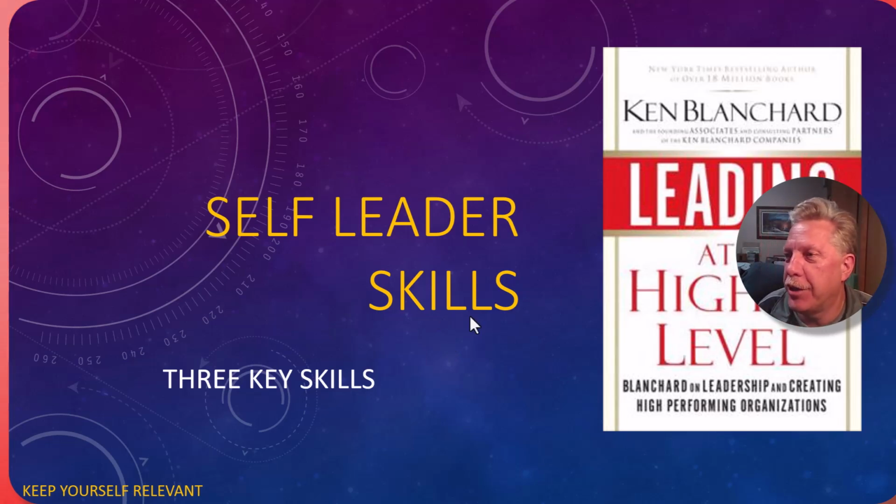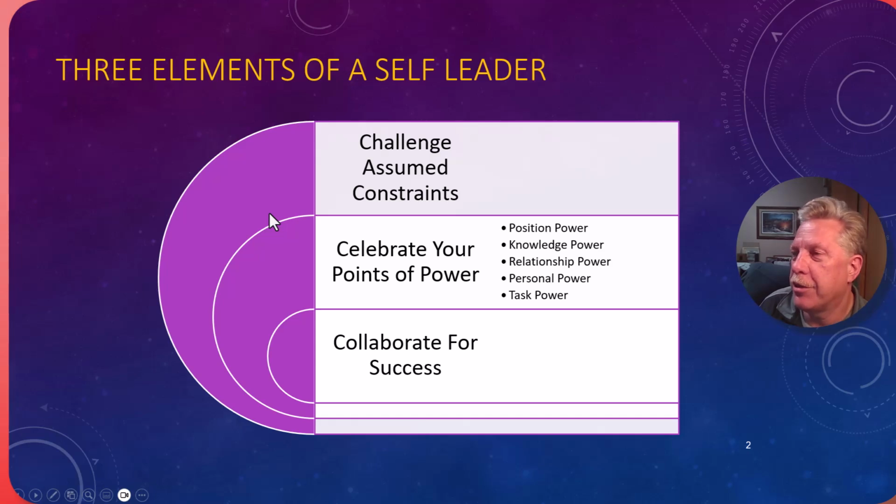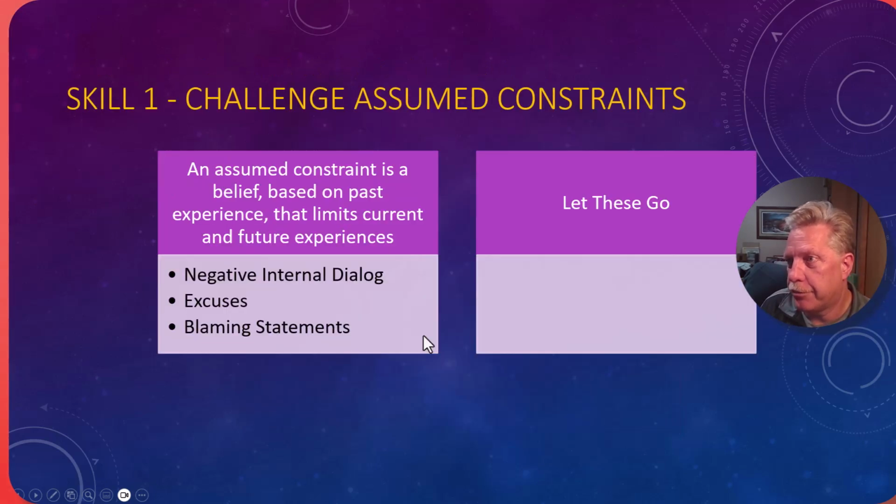Thanks again for joining. Today, I want to spend a little more time talking about, in this episode, the self-leader skills from the book that, again, is one of my favorite books from Ken Blanchard, Leading at a Higher Level. Today, we want to talk about self-leadership skills, and there's three skills contained in that area. The three elements of a self leader are challenge assumed constraints. That's number one. Number two, celebrate your points of power, and we'll go over the 5 points of power. And then collaborate for success is the third skill.